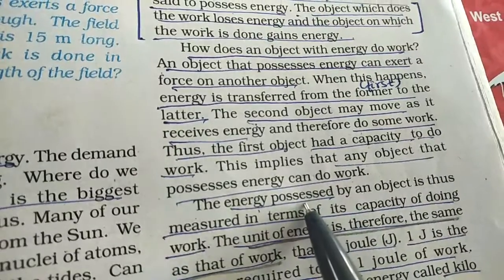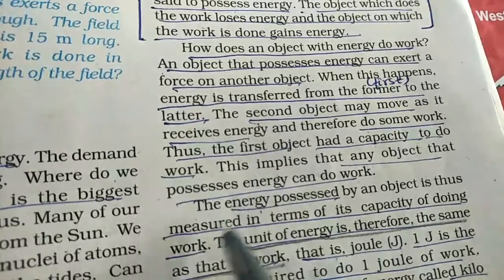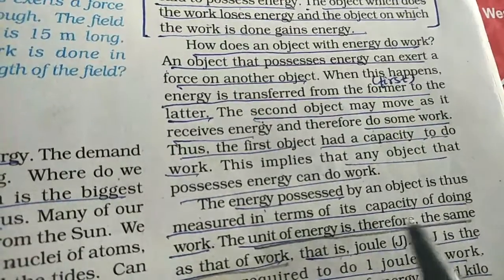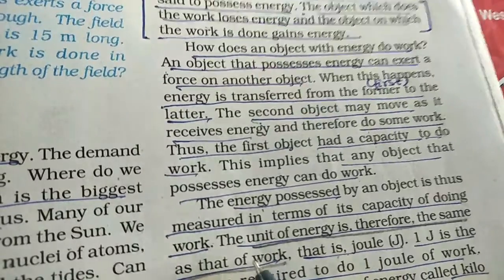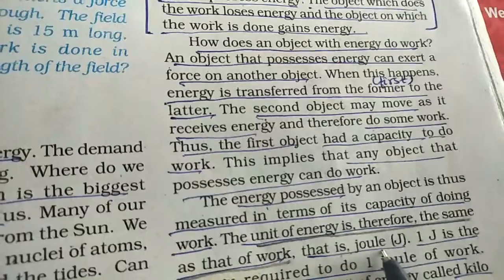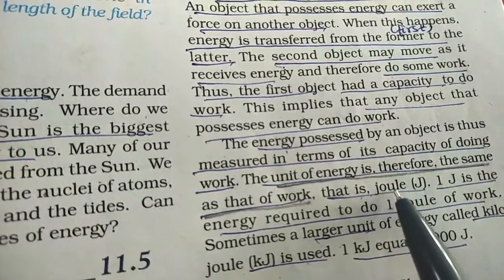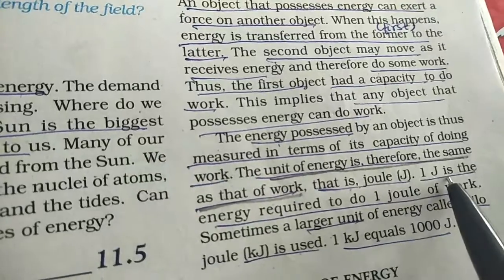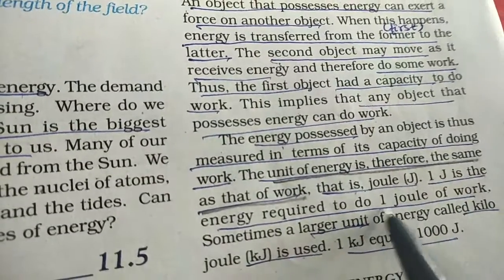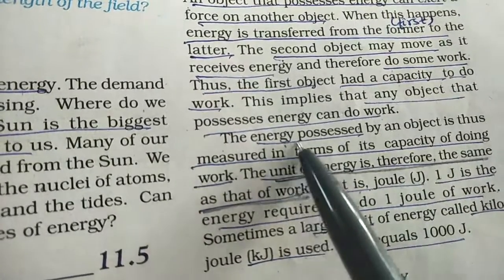So the energy possessed is measured in terms of the capacity of doing work. However much energy, that much work will be done. The unit of energy is therefore the same as that of work. We have already seen the unit of work is the joule, so energy is also measured in joules. So what is 1 joule? 1 joule is the energy required to do 1 joule of work. That is the measurement of energy.